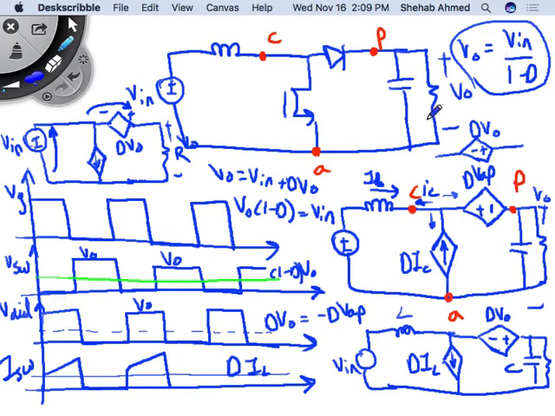You end up with this. You bring this 1 minus D to the bottom here. You end up with V output equal to V input over 1 minus D. Right? You see the magic?